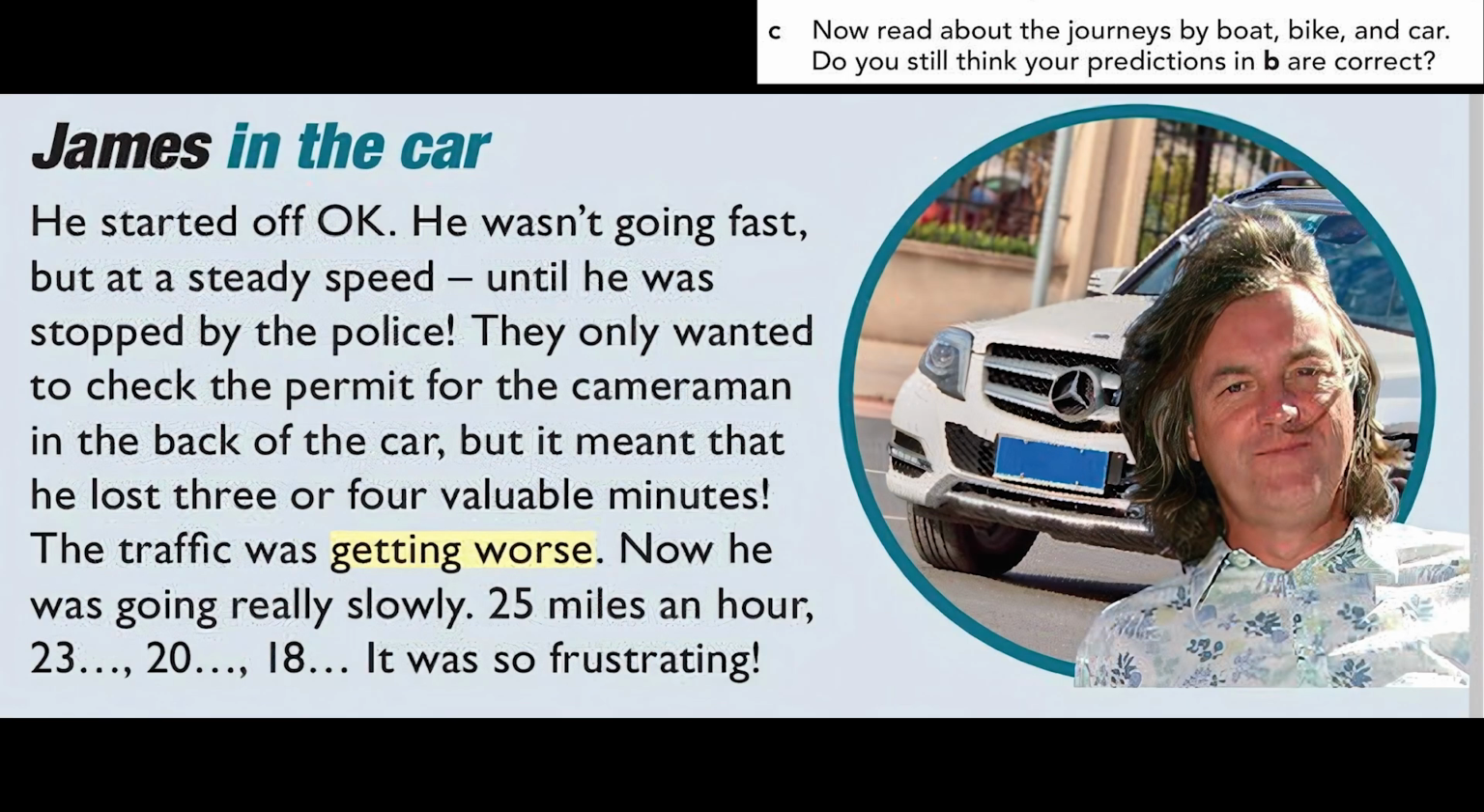James in the car. He started off okay. He wasn't going fast, but at a steady speed, until he was stopped by the police. They only wanted to check the permit for the cameraman in the back of the car, but it meant that he lost 3 or 4 valuable minutes. The traffic was getting worse. Now he was going really slowly. 25 miles an hour, 23, 20, 18. It was so frustrating.